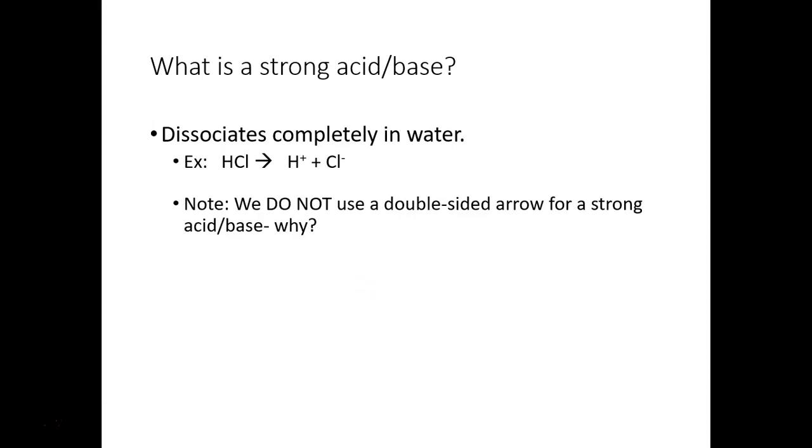So we don't use a double-sided arrow for showing this, right, because it's not a reversible process. If you put HCl in water, it will all break apart into its ions. The ions will not go back together and form HCl.